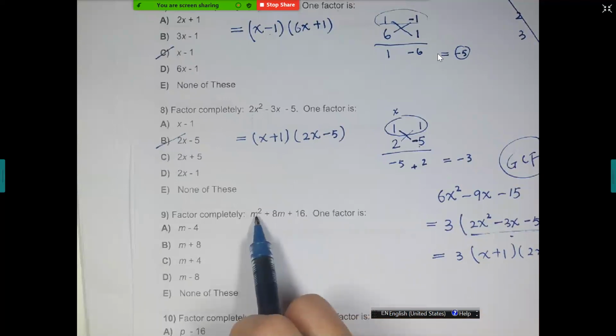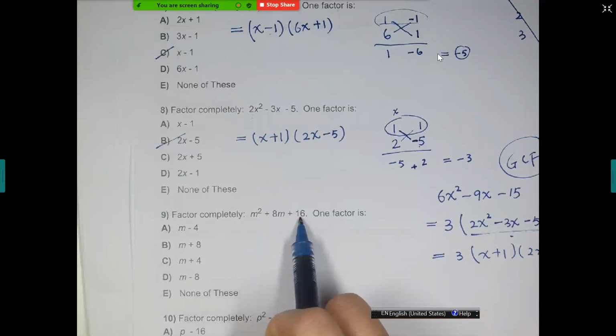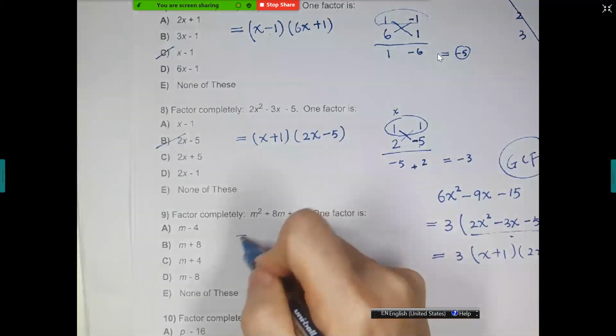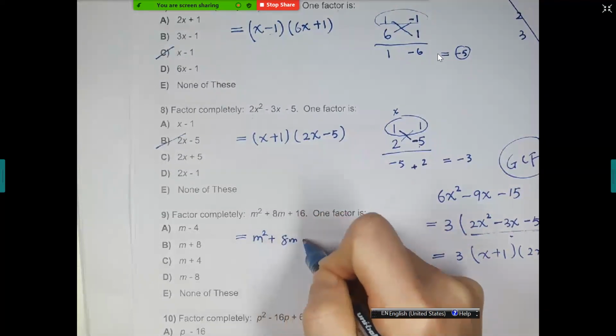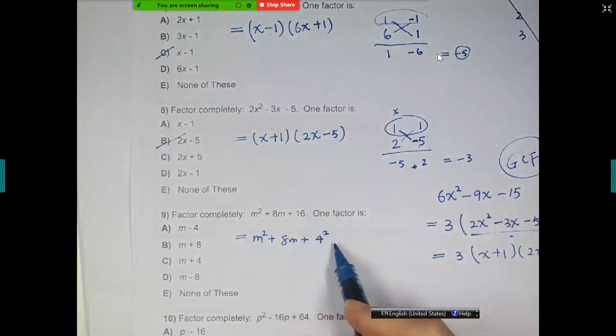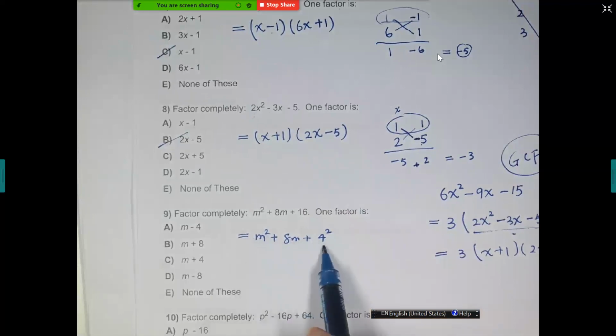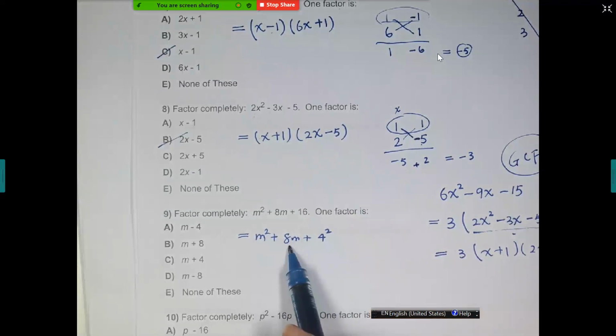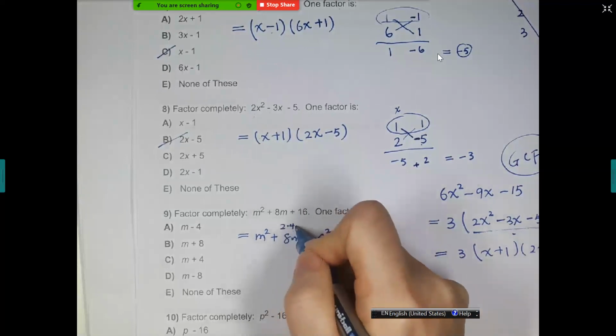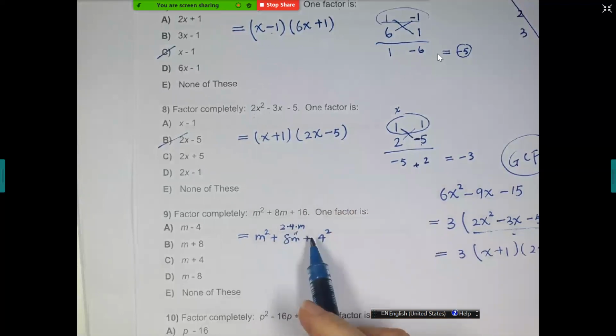See, the first term is m squared. The third term is 16. 16 is 4 squared. When I multiply the bases of the first and the last, this m and this 4, 4 times m is 4m. And multiply the two bases and then double the product, I will get the 8m here. So 8m is 2 times 4 times m. So this turns into a special polynomial. It is called a perfect square of a binomial.